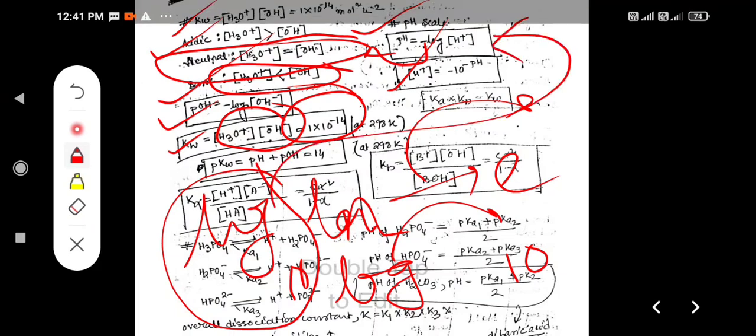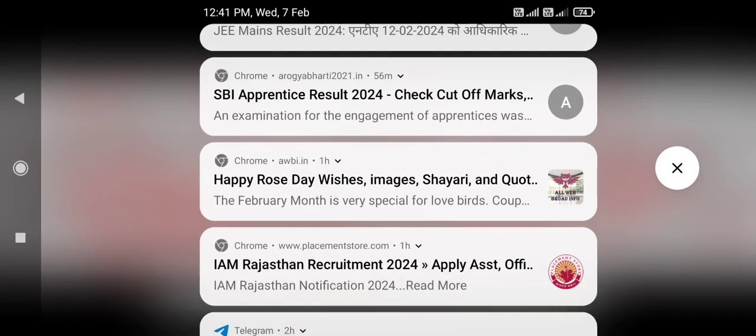As we know, ln goes to this side, we get e, and log goes to this side, we get 10, base 10, as log is base 10. That's why log is base 10. Now we consider pKw equal to pH plus pOH equal to 14.